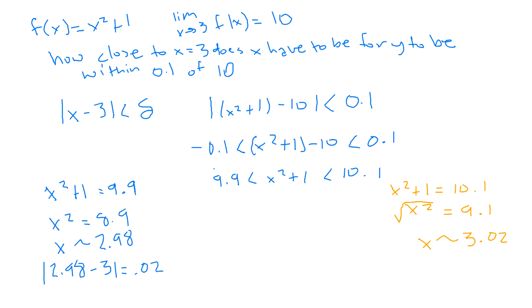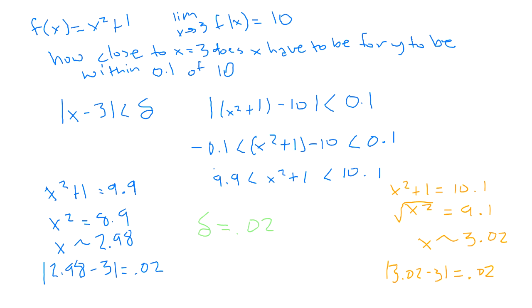Now let's go ahead and check the other side. So now we have 3.02 minus 3 equals 0.02. So therefore, our delta has to equal 0.02. So we know that for y to be within 0.1 of 10, then x has to be within 0.02 of 3.